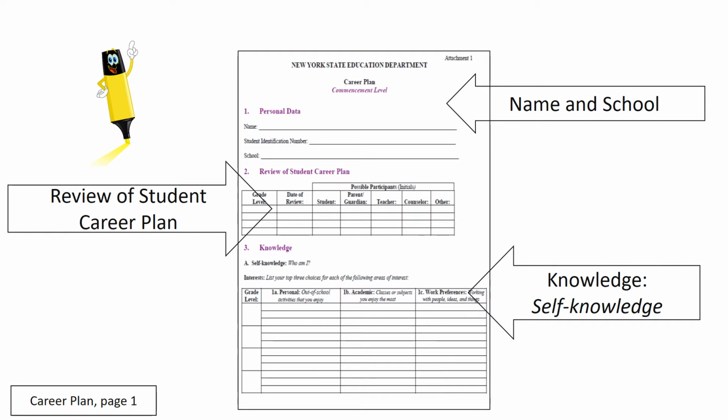Number 3, knowledge, self-knowledge. Who am I? Notice the column for grade levels on the left side. The career plan can begin at any time. It should be updated annually. Moving to the right, 1A, personal, out-of-school activities that you enjoy. Try to be as specific as possible.